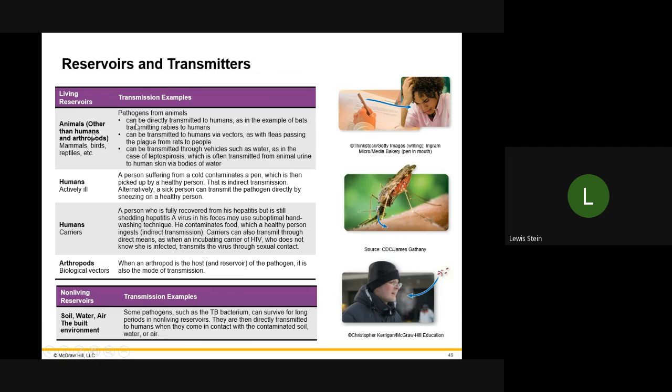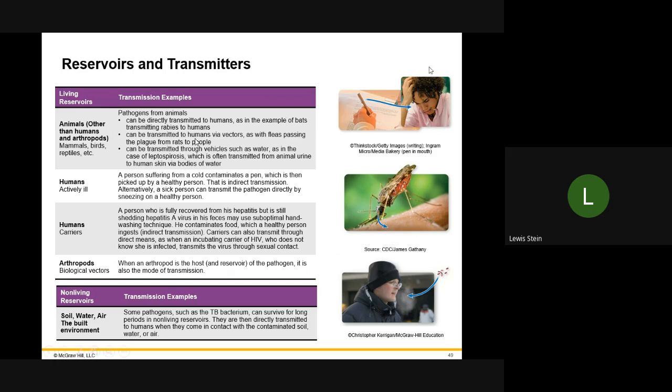So animals other than humans and arthropods, these are different animals that are part of it. So arthropods, again, being insects. So we're a little bit more aware of those kinds of things. Bats transmitting rabies to humans. Bats are bad. Okay. Bats are a very interesting species that people like to study. But if you're going in and studying bats, you have to wear a lot of protective equipment. Their urine is extraordinarily toxic. They expel in urine and feces a lot of nasty stuff that's there.